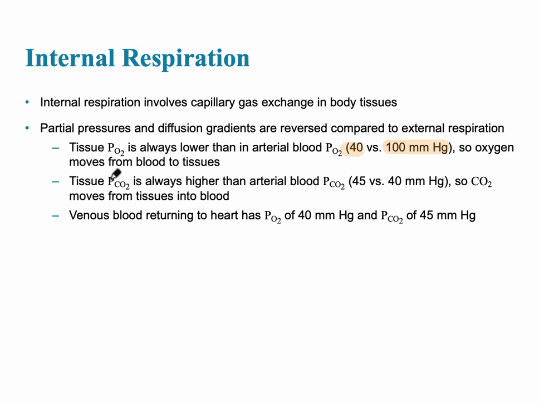And the partial pressure of carbon dioxide is going to be lower in the arterioles that are leading to the systemic capillaries and higher in the venules that lead away from it. So the venous blood that's returning to the heart now in the systemic veins, the partial pressure of oxygen is 40, and the PCO2, the partial pressure of carbon dioxide, is 45.